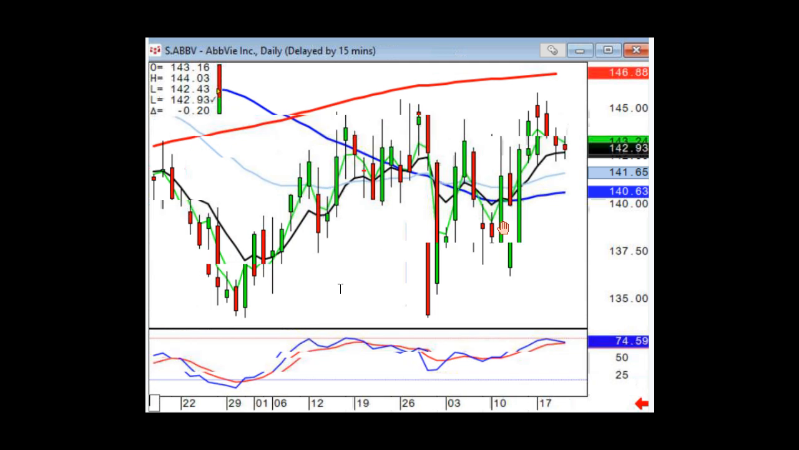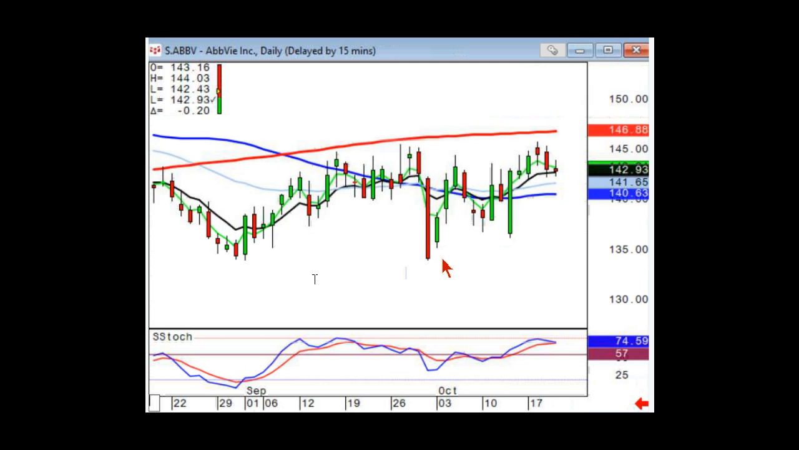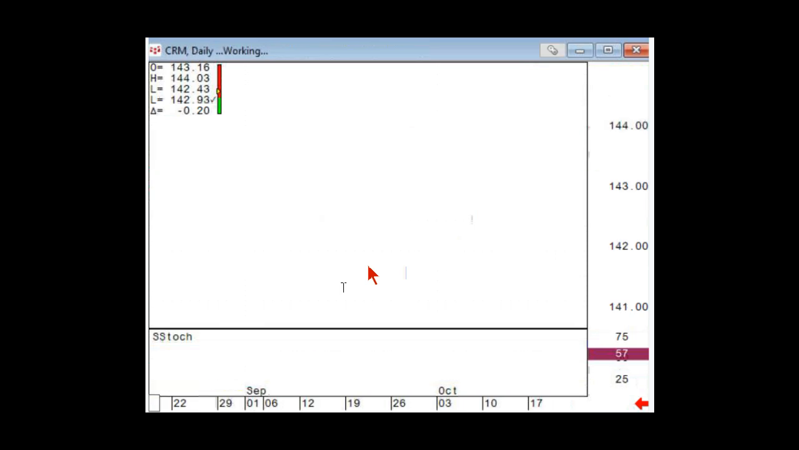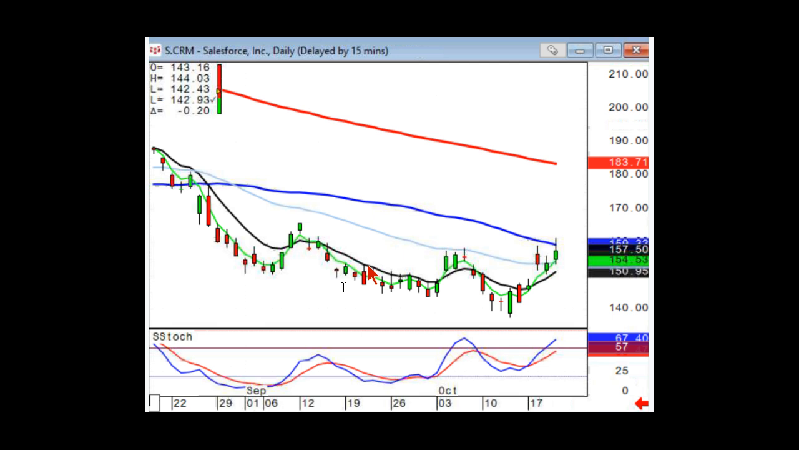ABBV, that's kind of a junky chart. If you were long because of this right in here, it has to open positive and trade positive tomorrow to stay in it. Salesforce, stay long on this. Just watch now to see what it's going to do here at the 50.